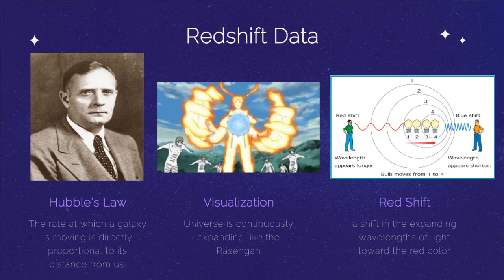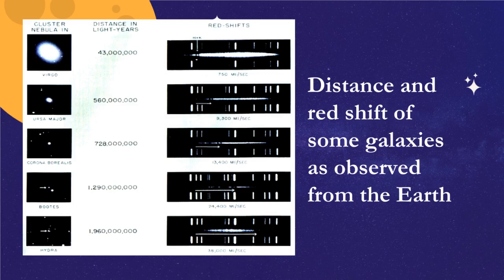Redshift is basically the shift of the expanding wavelengths of light toward the red color, so if you see an object moving away, you will see its wavelengths shifted toward the red color. And this redshift suggests that space itself is expanding. That implies that at some point the universe was smaller. To further visualize the redshift, let's look at the image. Here we can see the changes in wavelength towards the red color of some galaxies observed from the Earth as the distance gets farther away.